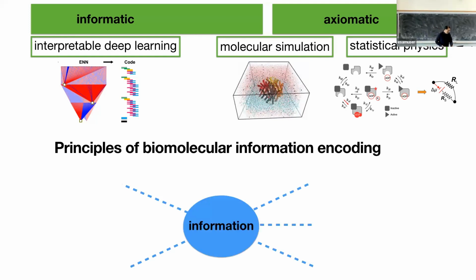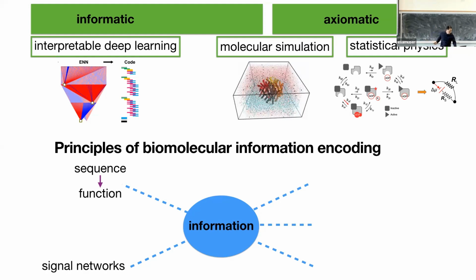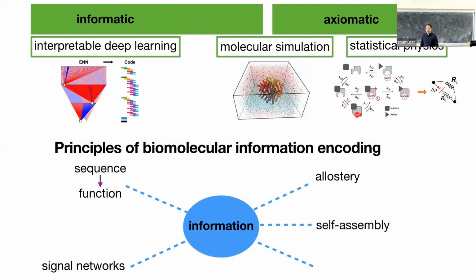So what do I mean by that? Well, we work on problems in terms of how the sequence of a protein encodes its function, how signaling networks encode the information from upstream to downstream, how information propagates through the physical medium of a protein, like what is the material property of a protein to go from one part of the protein to the other in allostery, and how information is encoded in the aggregation or self-assembly of proteins.